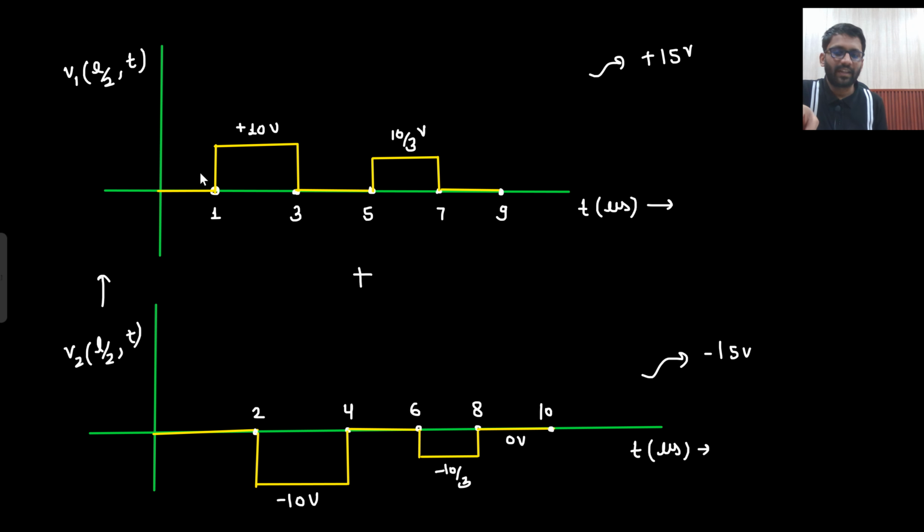So 0 to 1 second, 0 voltage will be there. 1 to 2 second, 10 voltage will be there. 2 to 3 second, between this is your 2, right? Here also I can mark it up. 1, 2, this will be 3 second, 4, 5, 6, 7, 8, 9 second. And here if I mark, this will be 4 second, 6, 8. I just need to add both of them. So 0 to 1, 0 plus 0, 0. 1 to 2, 10 plus 0, 10. 2 to 3, 10 minus 10, 0.